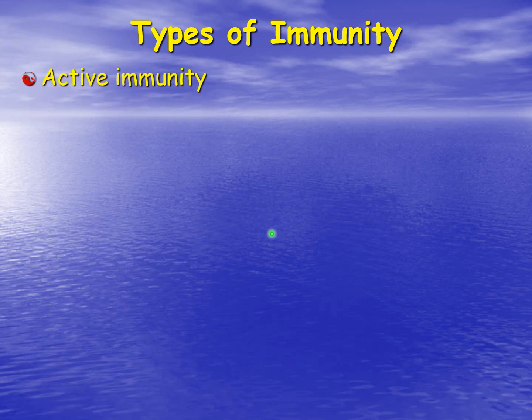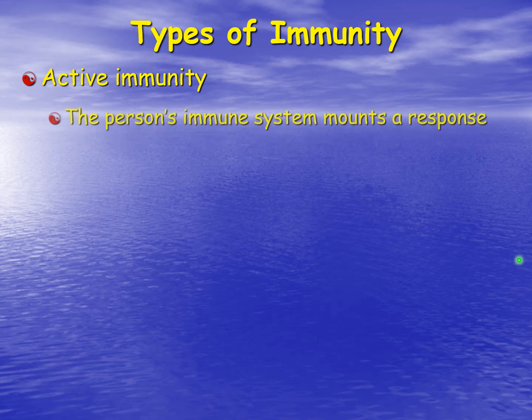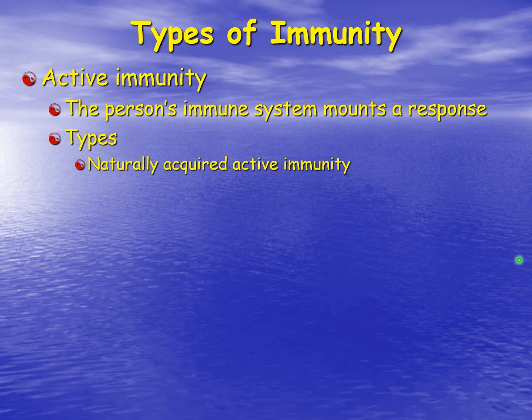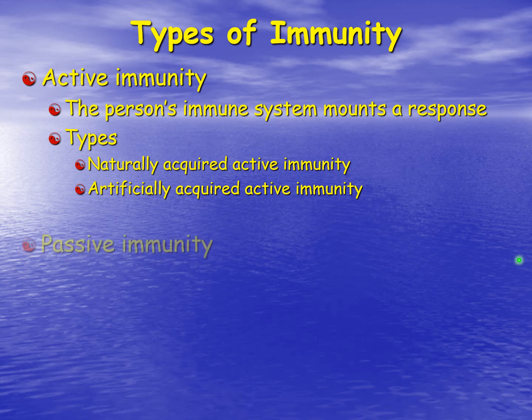So we can actually divide immunity into active and passive immunity. Active immunity means your immune system responds to the antigen. So we mount a response. And types will be naturally acquired active immunity and artificially acquired active immunity. An example of naturally acquired active immunity is you get the disease and you get sick and you recover. Artificially acquired active immunity would be an example, or one example would be a vaccine.